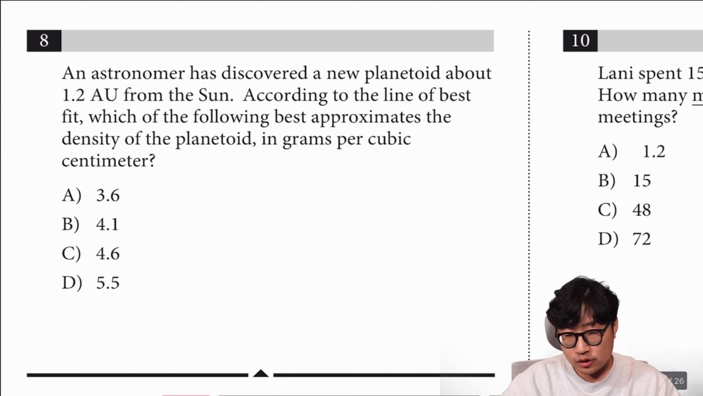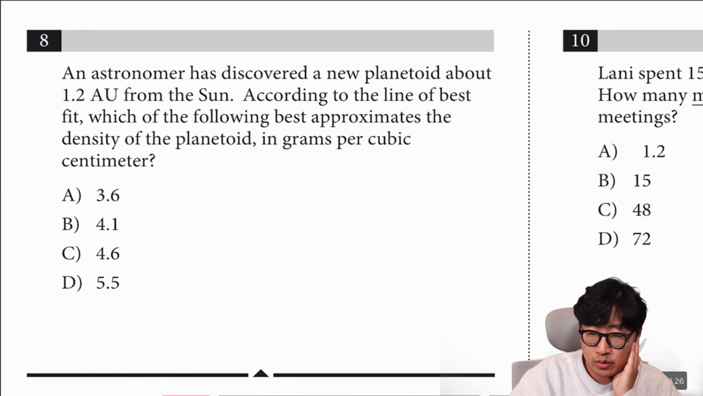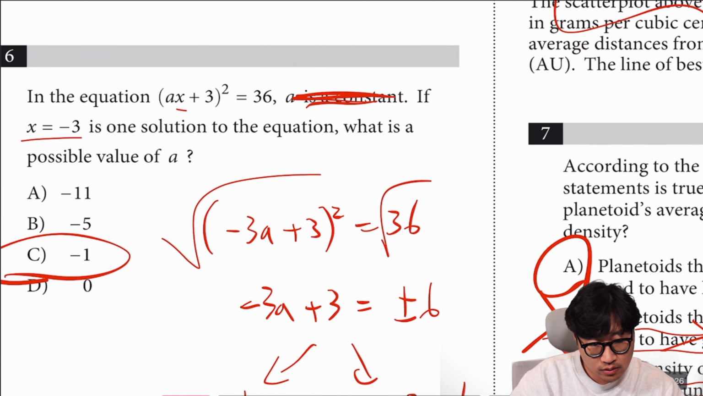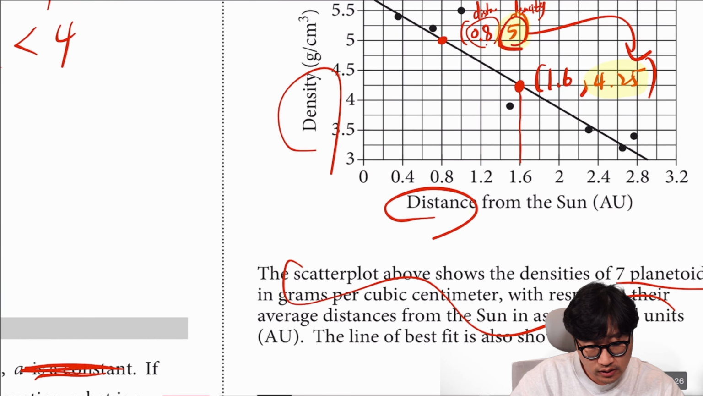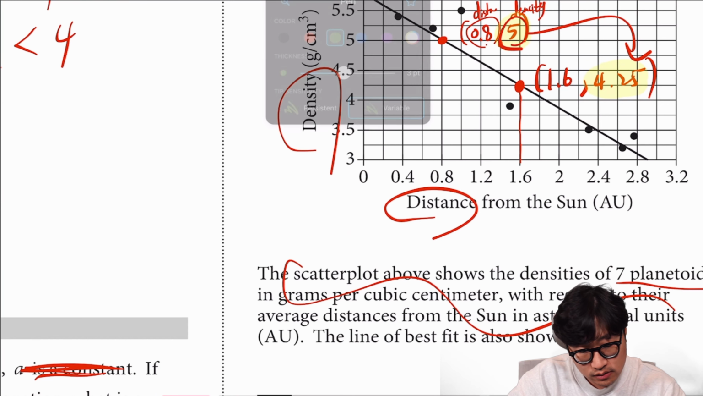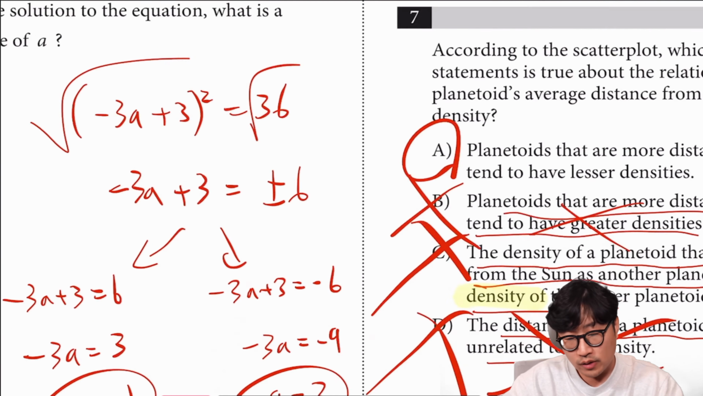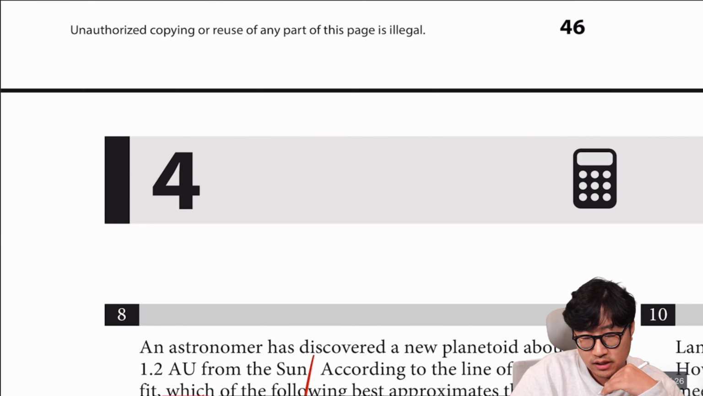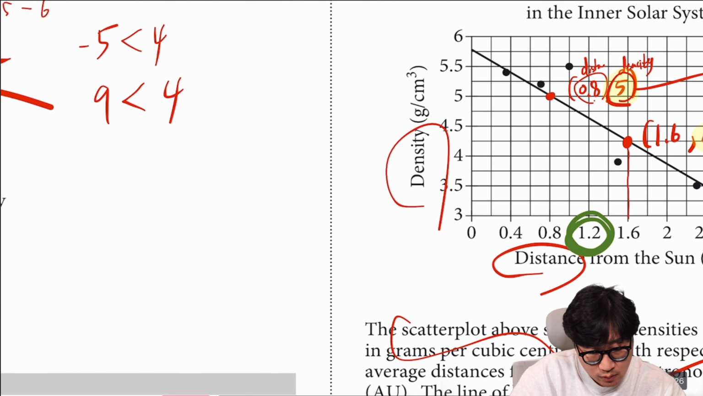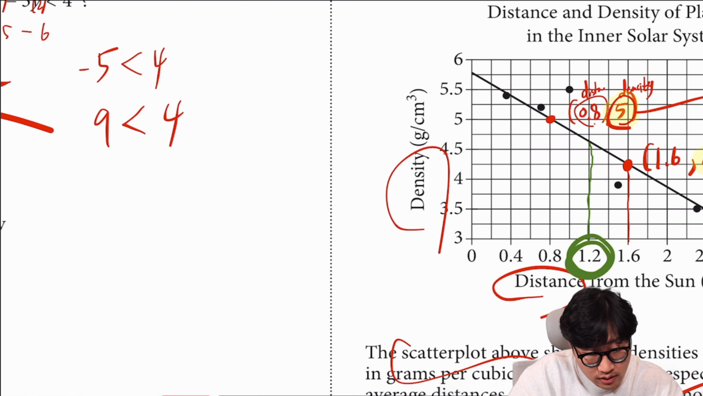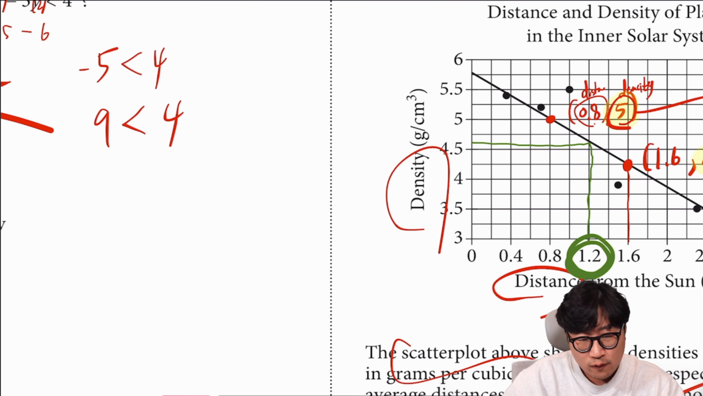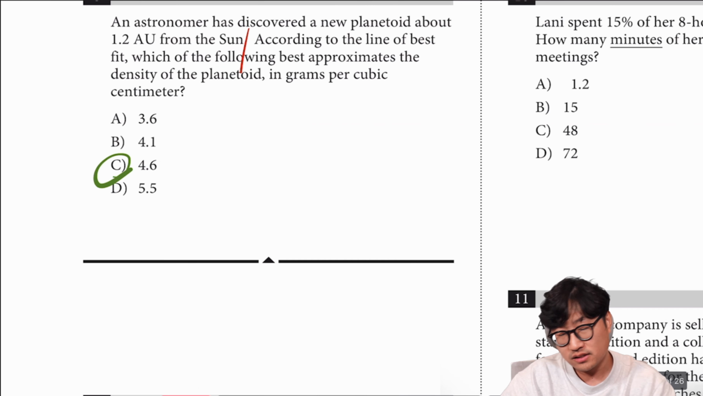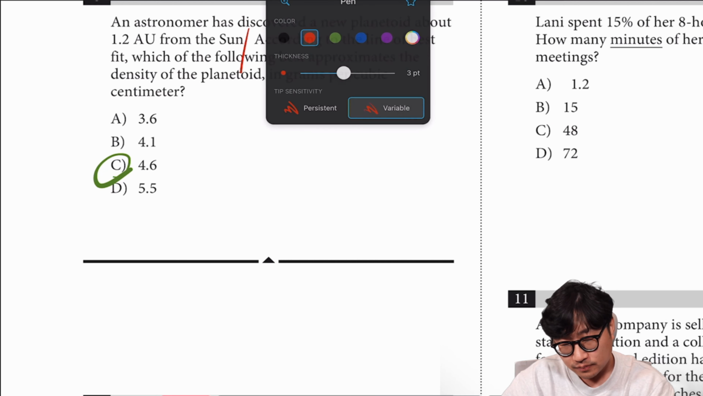Number 8. An astronomer has discovered a new planetoid about 1.2 AU from the sun. Stop. So let's go to the graph, and AU is right there, 1.2. So let me just circle that 1.2. And then what does it say? According to the line of best fit, which of the following best approximates the density? Oh, easy. Just go back to the 1.2, go up, and that is what? Like a little over 4.5. So whatever that is, a little over 4.5, and that's 4.6. 5.5 is way too far.